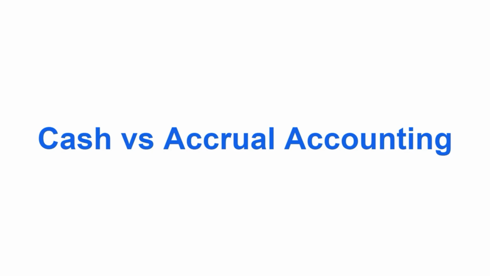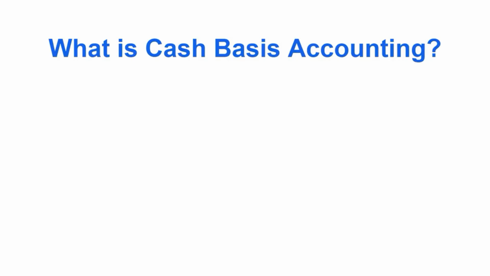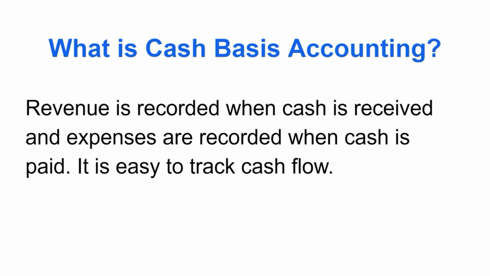Cash versus accrual accounting. What is cash basis accounting? According to cash basis accounting, revenue is recorded when cash is received and expenses are recorded when cash is paid. It is easy to track cash flow. That means if no money is exchanged, no entry is recorded. This method is easy to use and helps small businesses to track how much cash they really have at any point in time. It's like checking your wallet. You know exactly what's there and what's gone.